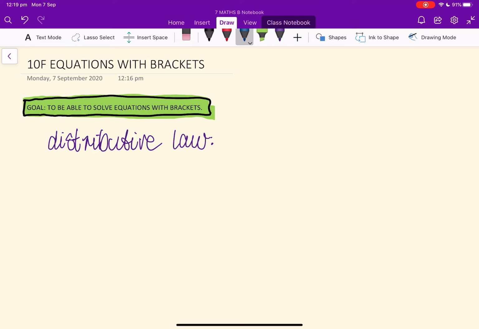If you have A, then brackets, B plus C. Now, these pronumerals, so letters, could be representing any number. What we do is, when we have something like this, we multiply A by everything that's inside the bracket. So what you get is A times B, which is AB, plus, because there's a plus here, AC.